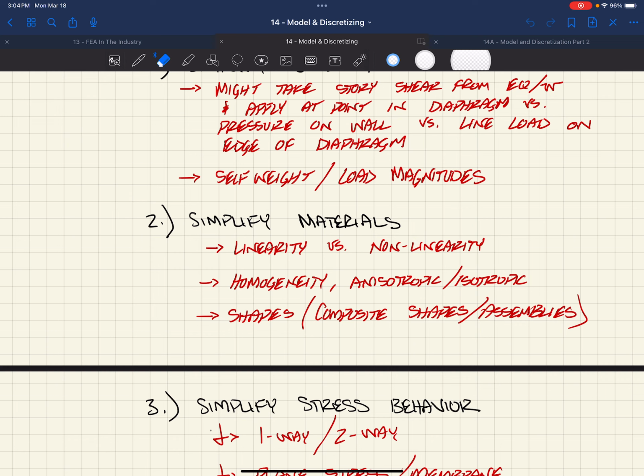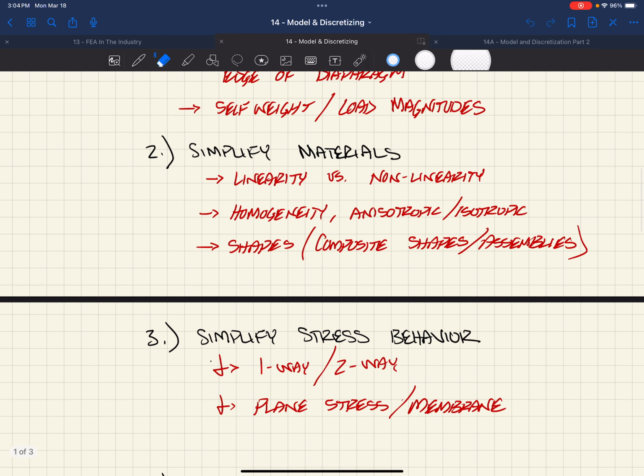So we can simplify things by saying everything is weightless and apply load magnitudes, or apply loads either ignoring the self-weight based on those load magnitudes or including it. We also think about materials based on linearity versus nonlinearity, homogeneity, anisotropic versus isotropic. So, how uniform is the material? Does it behave differently in the two coordinate directions?